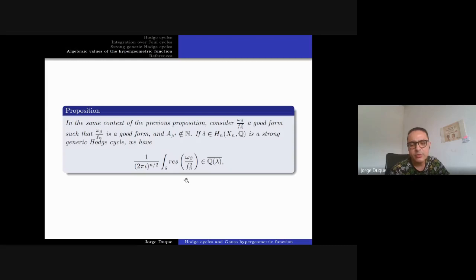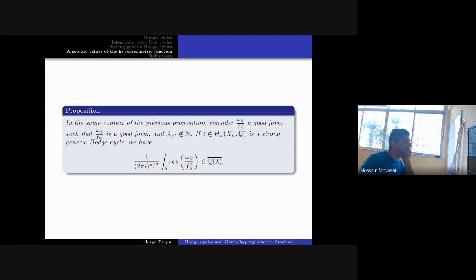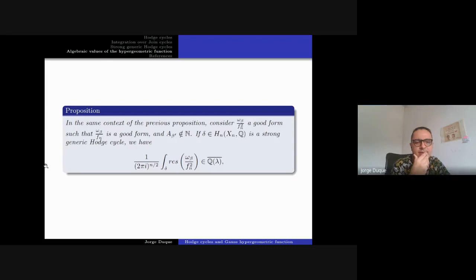Any question? Maybe you recall that a good form is a form that induces a differential form in the compact variety. It is an affine part, but it induces an element in the de Rham cohomology of the compact variety. Yes, exactly.